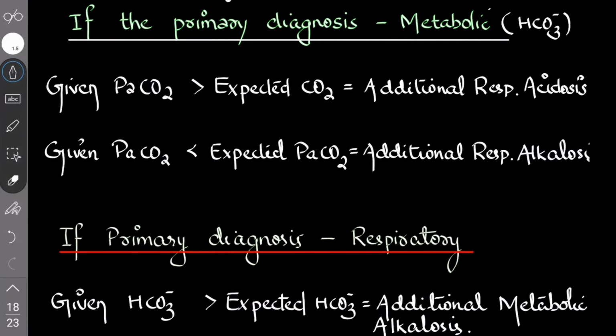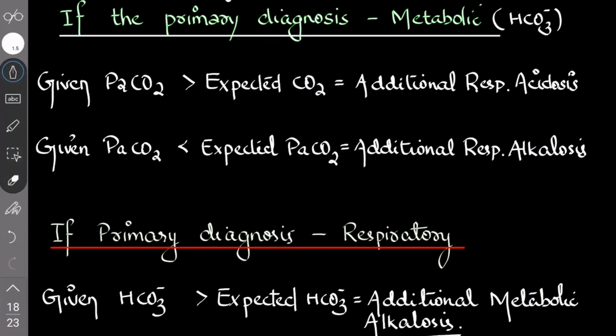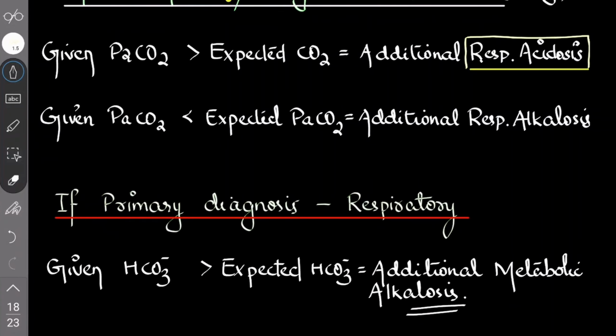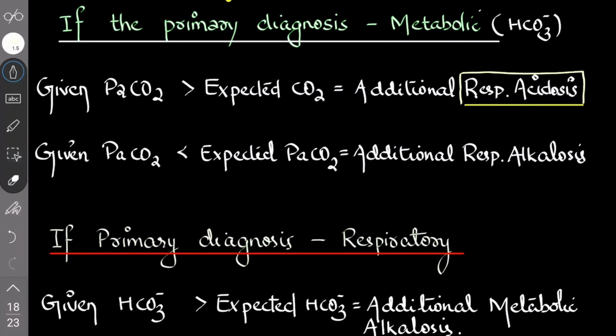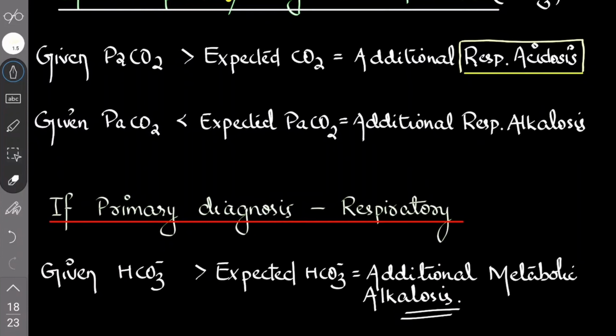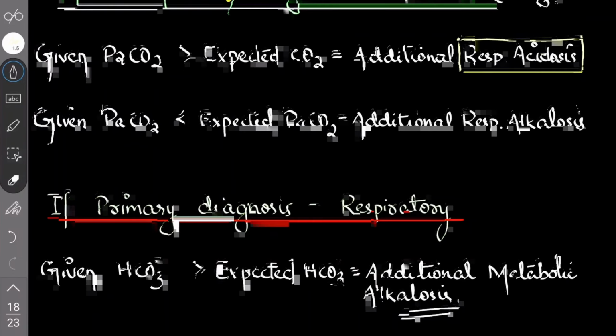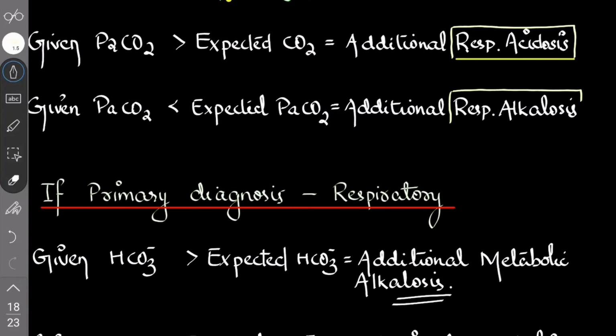If the given PaCO2 is more than the expected, for metabolic, which means more carbon dioxide retention, there will be an additional respiratory acidosis since the carbon dioxide retention is more. Similarly, if the given PaCO2 is less than the expected PaCO2, which means no such retention, the respiratory component is not compensating as expected. The expected PaCO2 is this much, but it is less than that, which means there is an additional respiratory alkalosis.